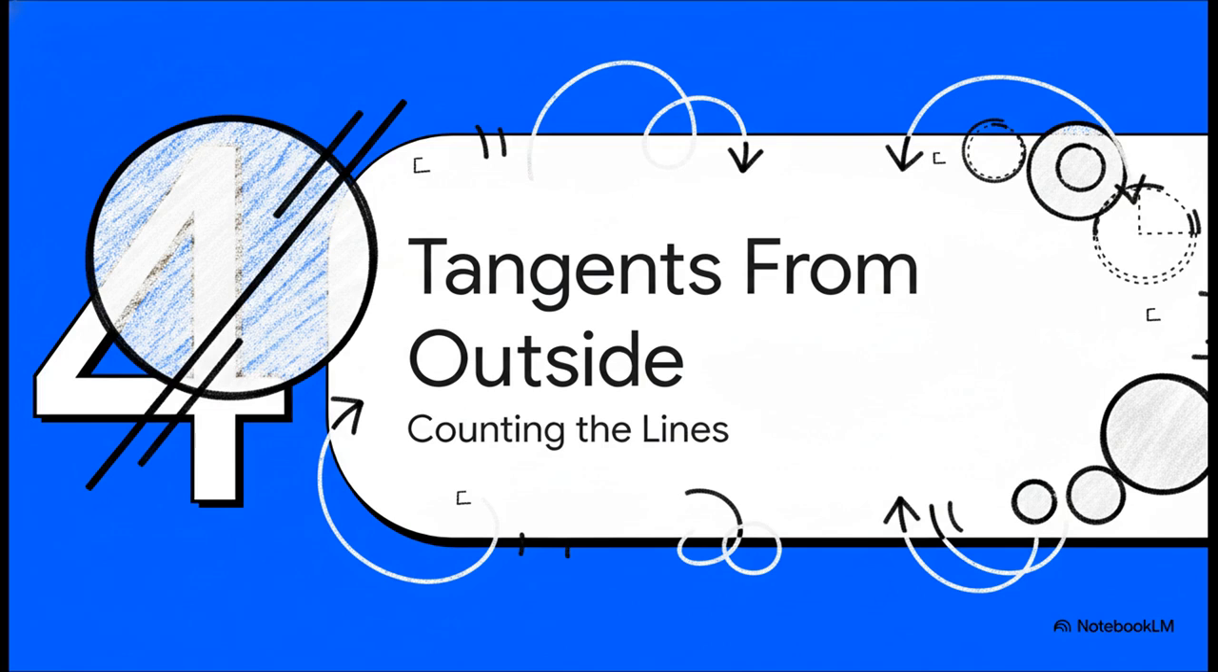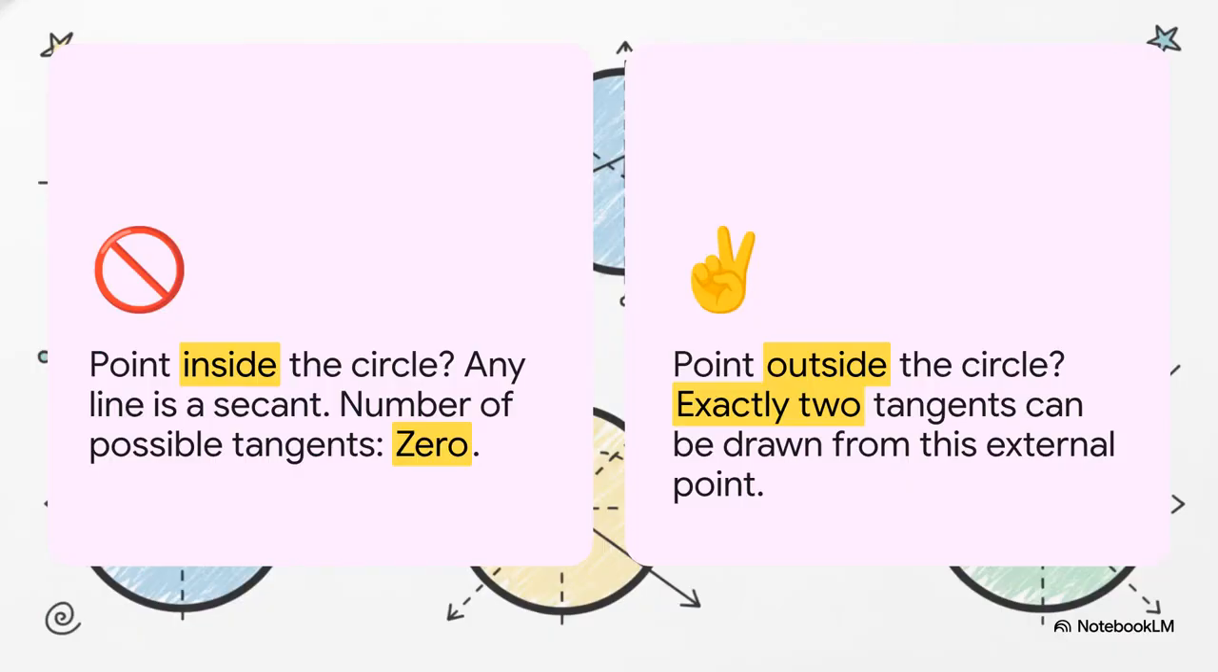Now, let's tackle a new question. If you pick a point just anywhere on the page, how many tangents can you actually draw from it to a circle? Well, it turns out the answer depends entirely on where that point is located. It all boils down to 3 really simple cases. If your point is inside the circle, well, you can't draw any tangents. 0. Any line you draw will just be a secant. If your point is on the circle, you get exactly 1. And if your point is outside the circle, you can always draw exactly 2 tangents.